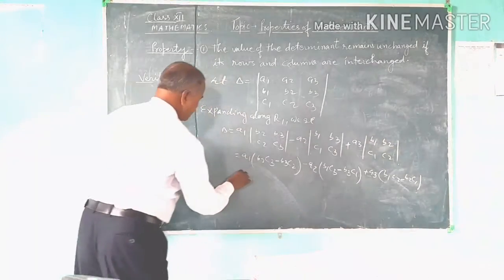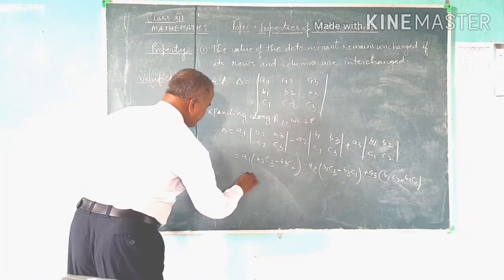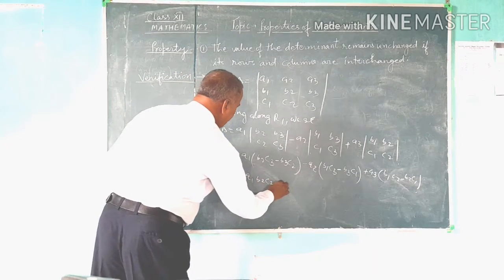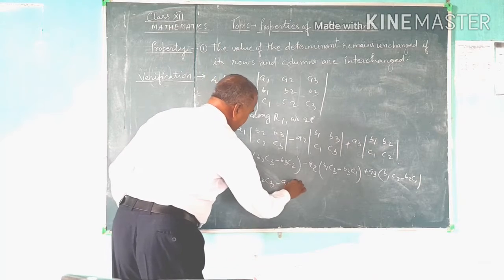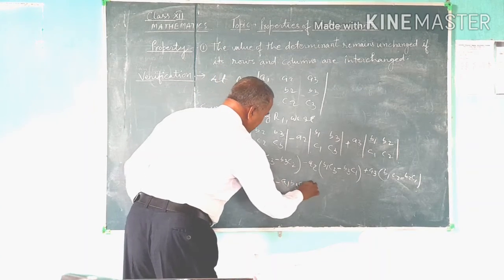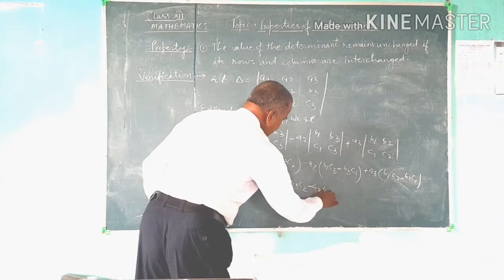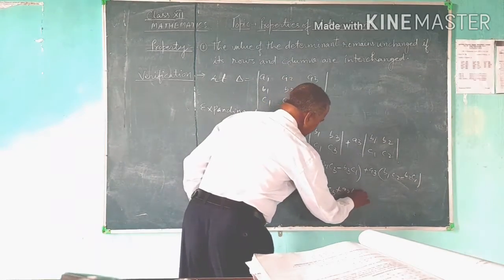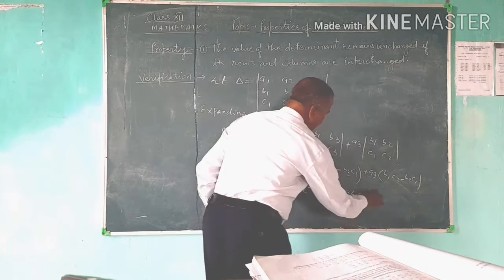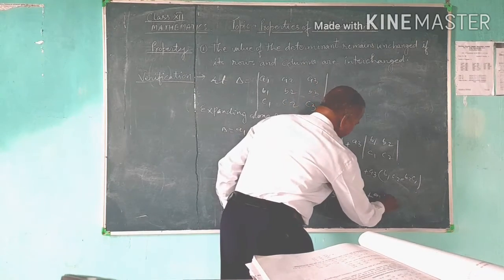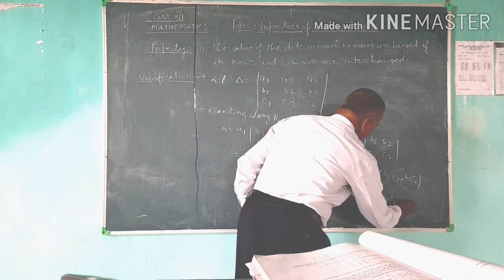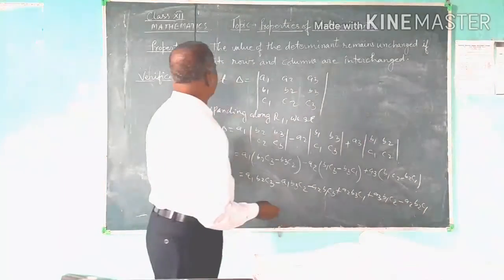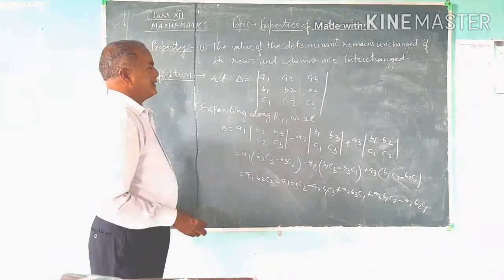So this is also equal to, by breaking the bracket, A1 B2 C3 minus A1 B3 C2 minus A2 B1 C3 plus A2 B3 C1 plus A3 B1 C2 minus A3 B2 C1. So this is the value of the determinant delta.